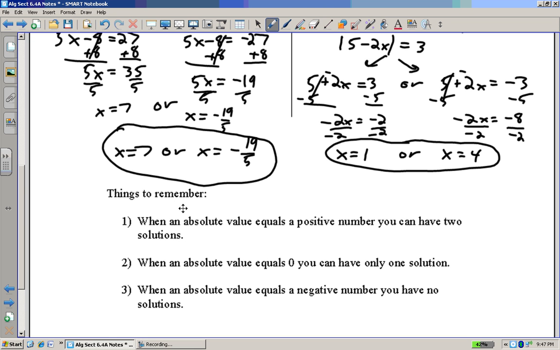Okay, and some little notes here. When the absolute value is a positive number, you can have 2 solutions. For example, absolute value of x equals 3. We could have positive 3 or negative 3. That's 2 solutions. When the absolute value is 0, well, think about it. It's either positive or negative 0. Well, that makes no sense. 0 is neither positive nor negative. So you just get the one solution. And when you have absolute value equals a negative number, there's no solution. And I'll add that word, no real solution. But again, I'm pretty sure it's just no solution, real or otherwise.